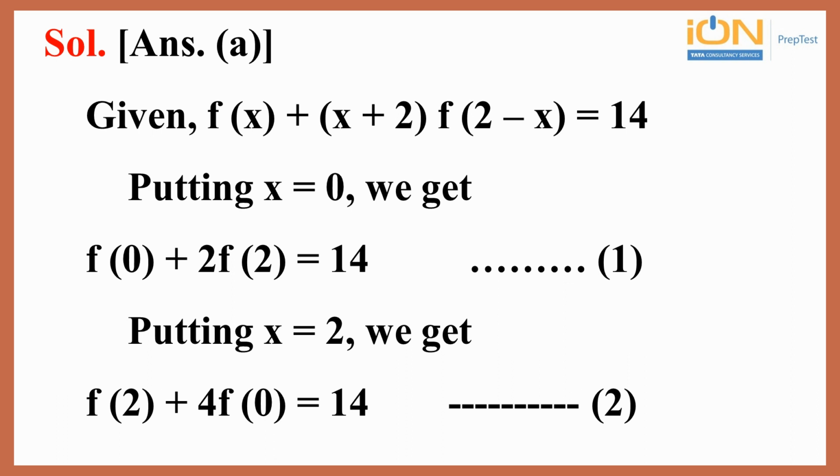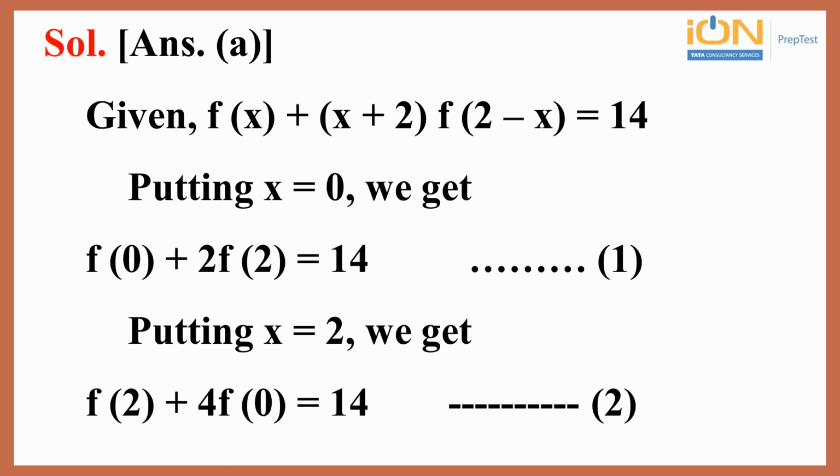What we wanted was f of 0 plus f of 2. So let's put x equal to 0 first. And we get f of 0 plus 2 into f of 2 is equal to 14. Now, we also want the individual values of f of 0 and f of 2. So if we can frame one more equation in f of 0 and f of 2, we can solve them simultaneously. So what we shall do is we put x equal to 2 and we get one more equation, f of 2 plus 4 into f of 0 is equal to 14.